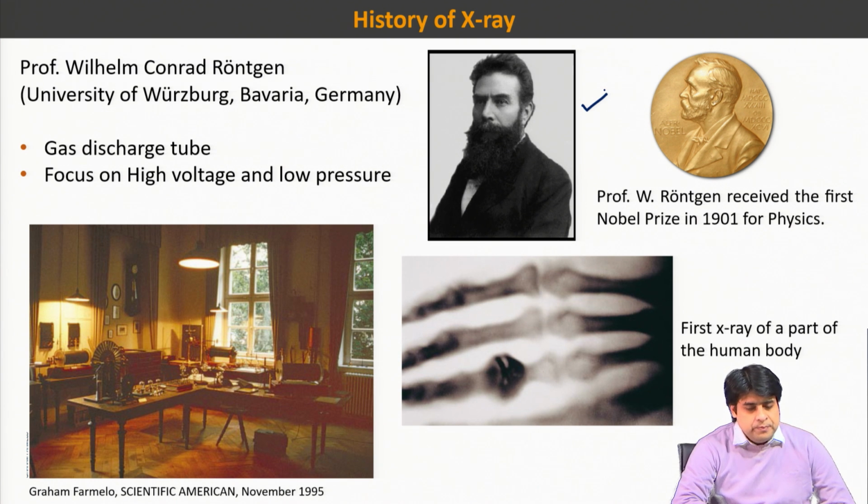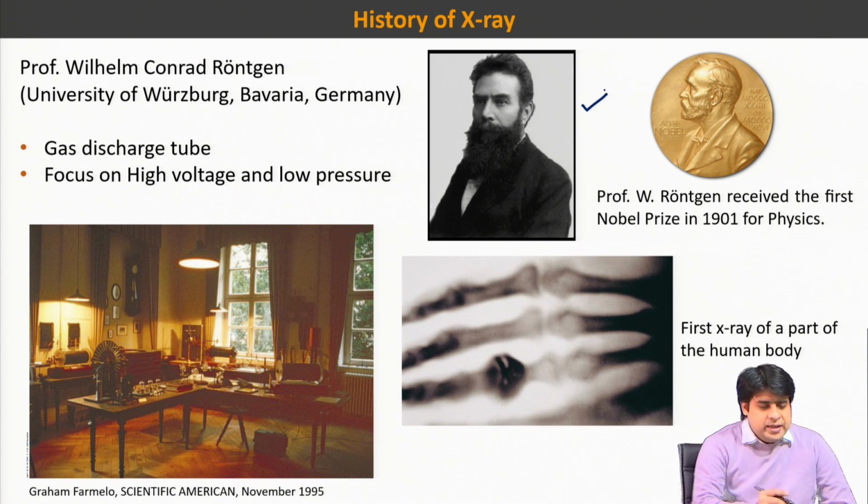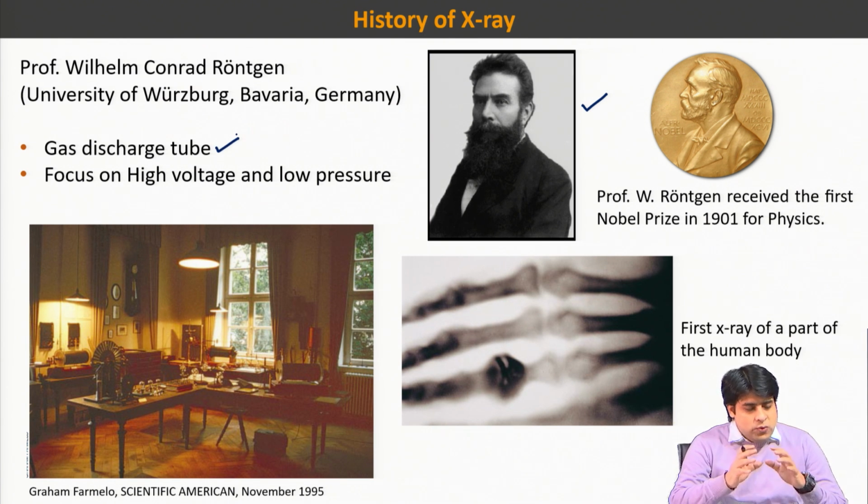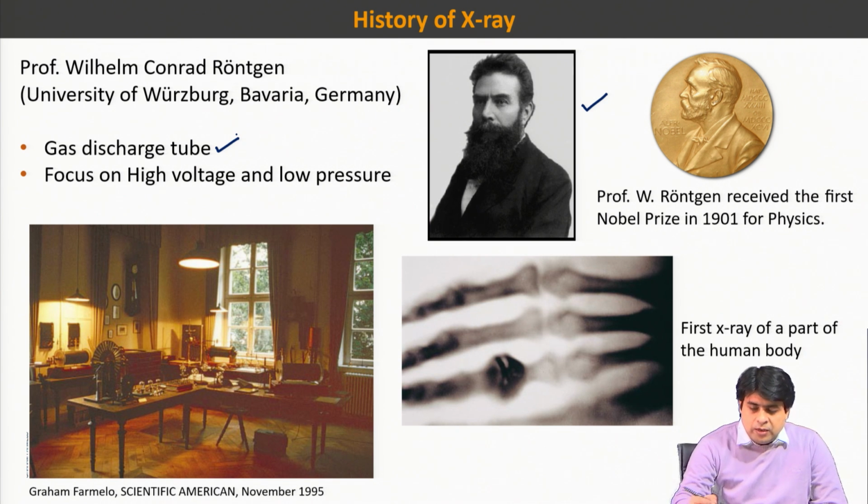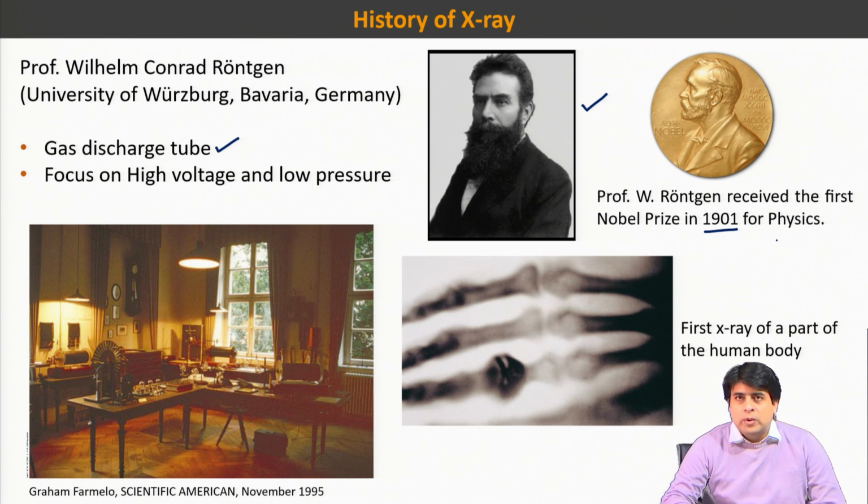He was mostly interested in gas discharge tubes, and his interest was to work on high voltage and low pressure. He was working with a gas discharge tube, trying to connect it with a high voltage and low pressure and see what kind of effect it would have. For the discovery of X-rays, he received the Nobel Prize in Physics in 1901, and he was the first recipient of the Nobel Prize.